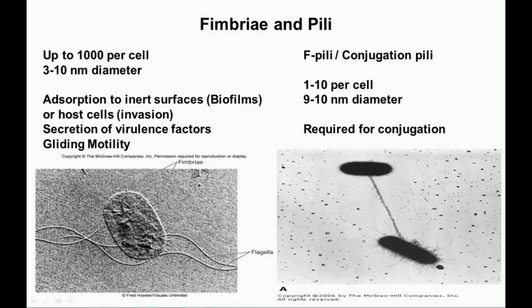But only type 4 fimbriae can do this. Because in order for this to happen, the bacterium has got to be able to control how it extends the fimbriae and how it can retract them. And that's not possible for all types. So it's only type 4 fimbriae that are involved in gliding motility.